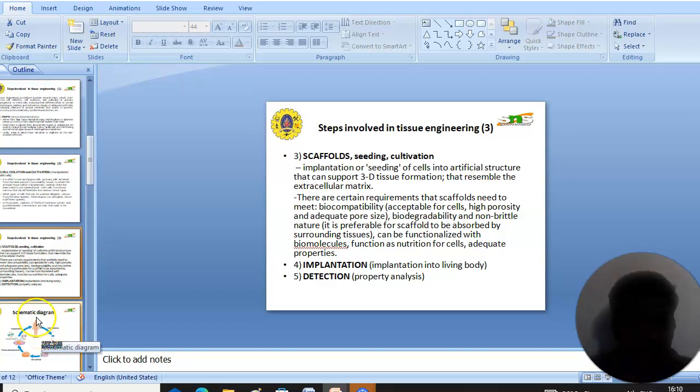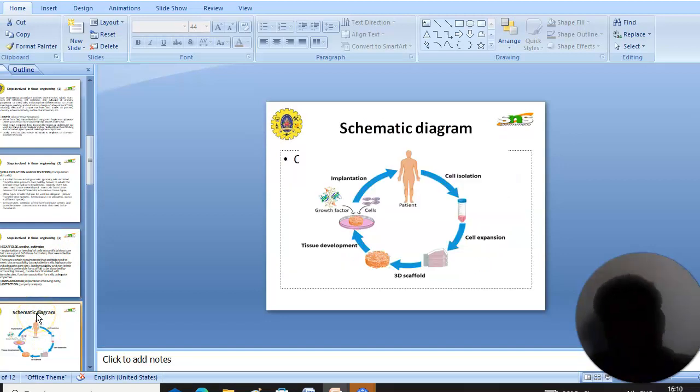This is the schematic representation, which implies that first the cells are isolated from the human, then the cells are allowed to expand, and then applied on the scaffold, and then it will be applied to the human.